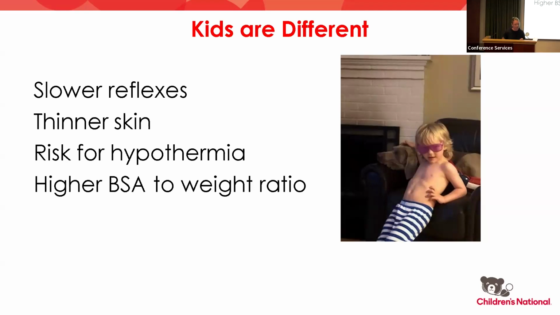Kids have slower reflexes, thinner skin, a higher risk for hypothermia, and a higher BSA, body surface area to weight ratio. And we're going to go over all of these concepts in a little more detail, but again, kids are different than adults.